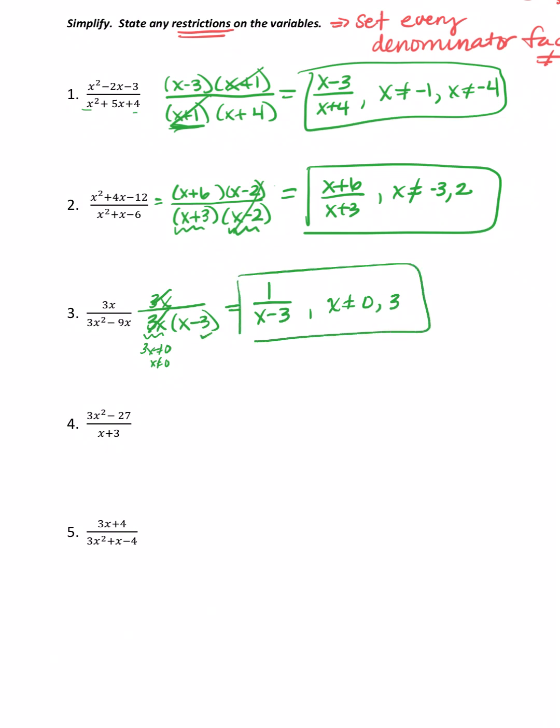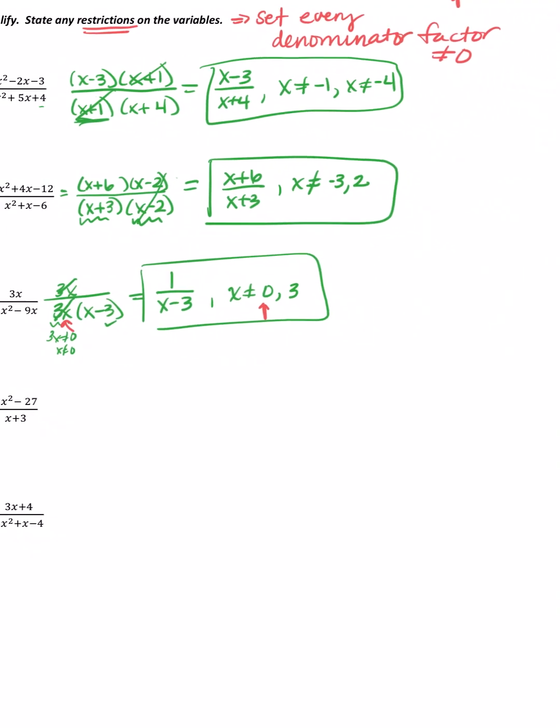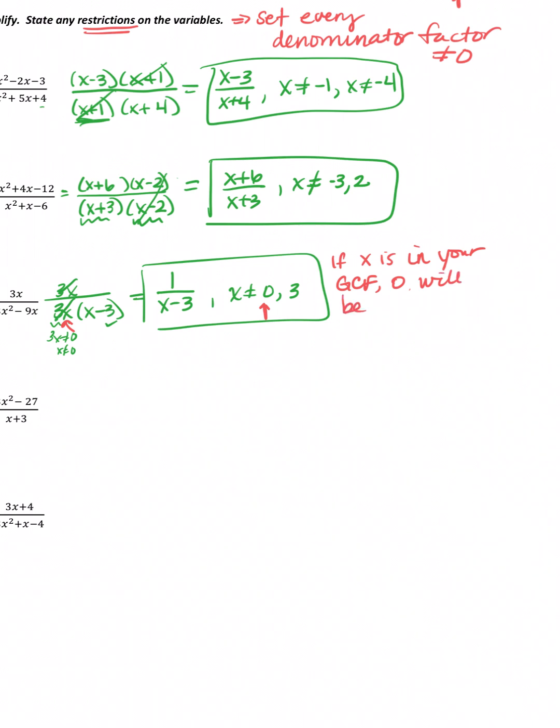Now, just notice, make yourself a little note here. Anytime you have an x in the GCF right here, you're going to have a 0 in your list of restrictions. It's just what happens. So let's just make a note. If x is in your GCF, 0 will be in your list of restrictions. Okay? Just food for thought there, okay?